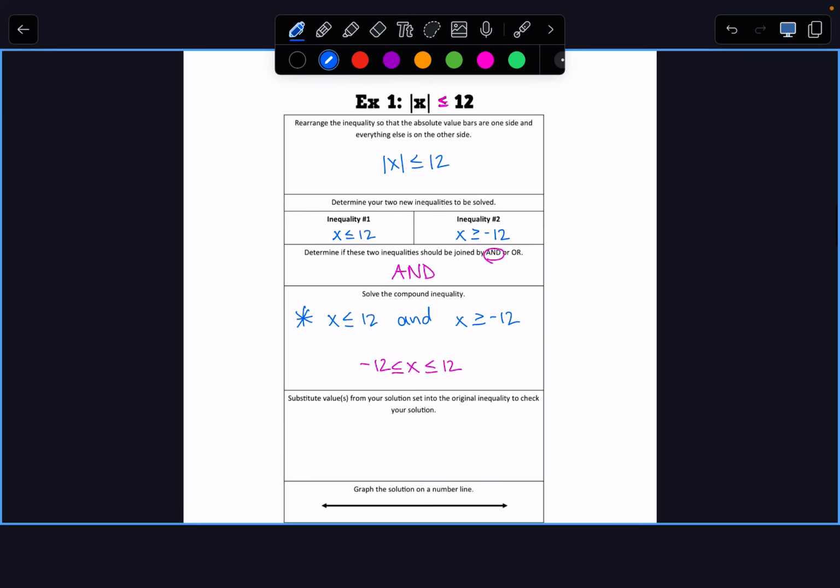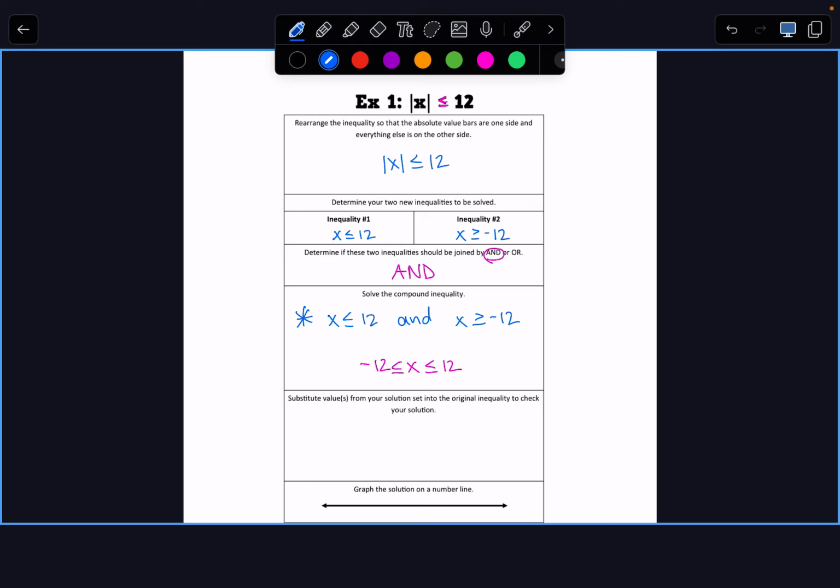Now, if you're a little nervous, you could always say, all right, I can pick a couple numbers in my solution set and go back to the original. Like if I choose 1, is the absolute value of 1 less than or equal to 12? Yeah. I can choose negative 10. If I plug it in, does it work?